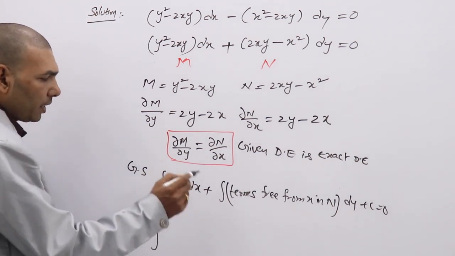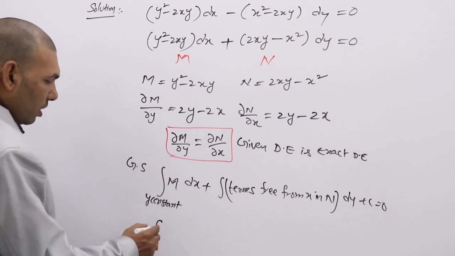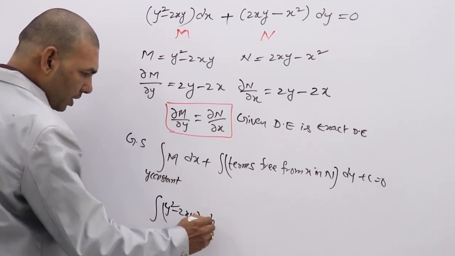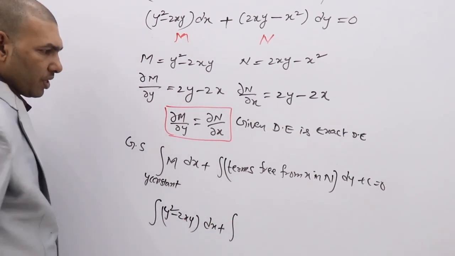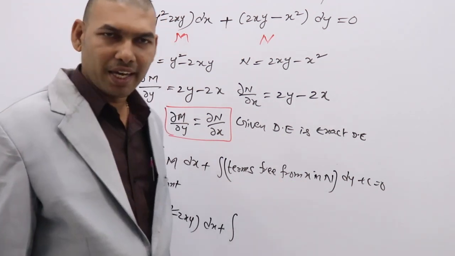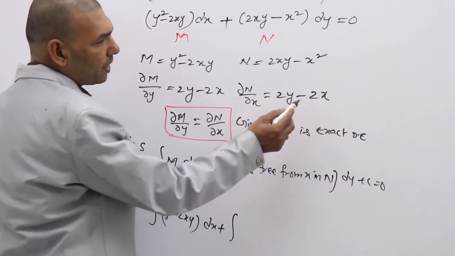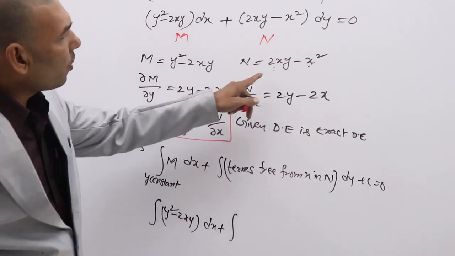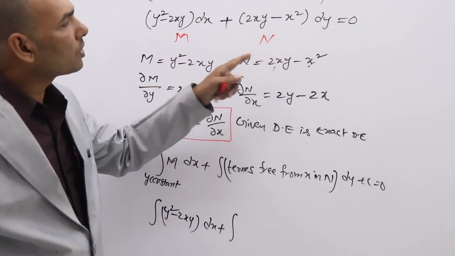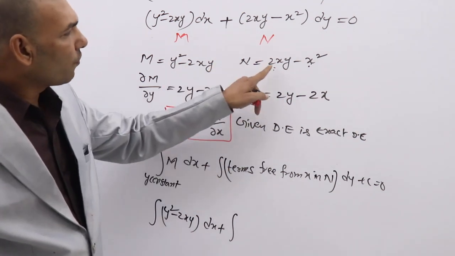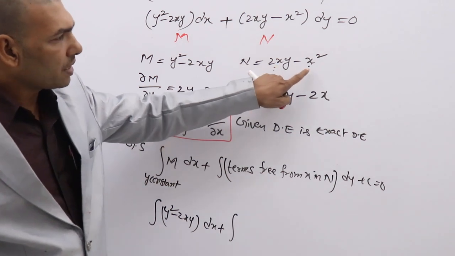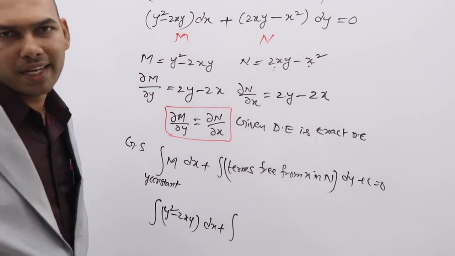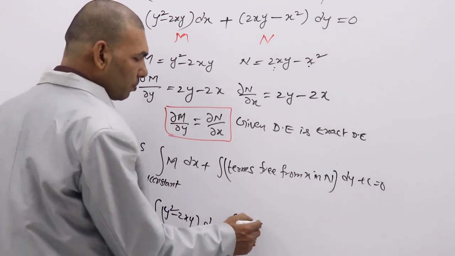First one, integral M dx. What is M? y square minus 2xy dx, plus integral of terms free from x in N. Terms which do not contain x in N. In N we have two terms. Find out the terms that do not contain x. In the first term, do you have x? Yes. In the second term, do you have x? Yes. So you don't have any terms that do not contain x in N. So keep 0.